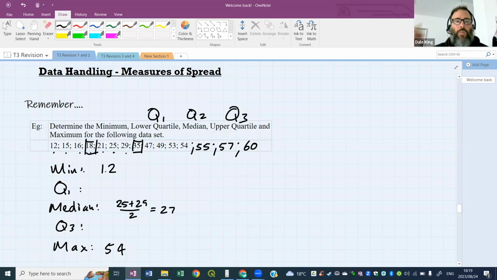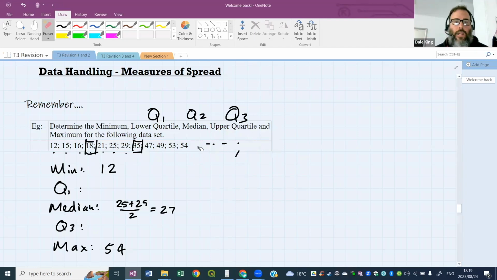Okay, so depending on how many numbers you have in your data set, your medians and quartiles could land on one number, or they could be between two numbers. It depends on how many numbers there are in your data sets.